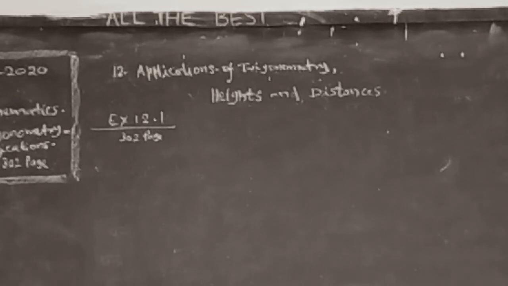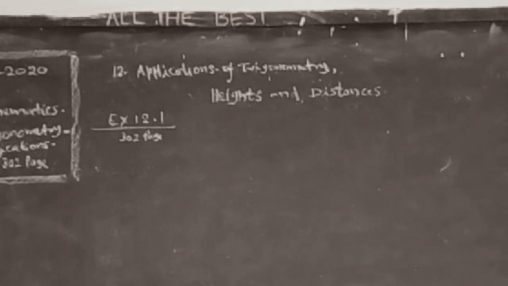From the problem, the angle of elevation is 45 degrees, and one side, the adjacent side, is given. How can we say this is the adjacent side? The person is at A, 15 meters away from the foot of the tower. The foot of the tower means the base. This is the adjacent side in trigonometry. Now we have to find the opposite side BC.